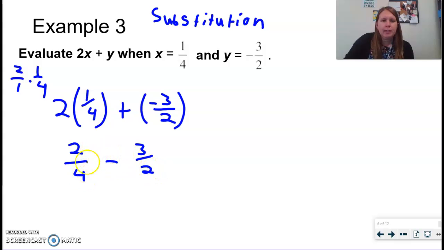Now I don't have the same denominator, so that's going to be my next step. I see 2 different ways I could go about this. One way is I could change this into fourths, and then I will subtract from there. So I could multiply the bottom and the top by 2, but also I know that I can simplify this fraction to 1/2. So then really I have 1/2 minus 3/2.